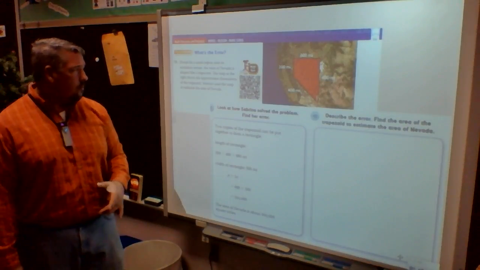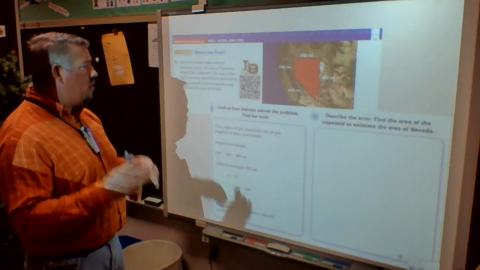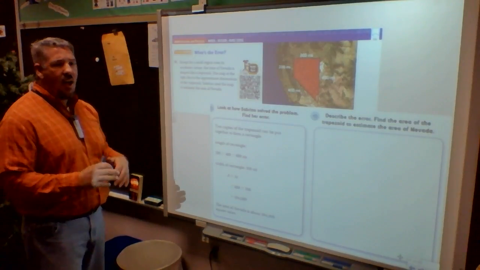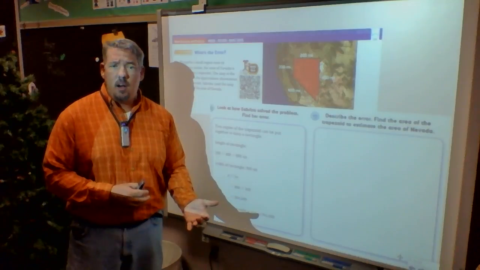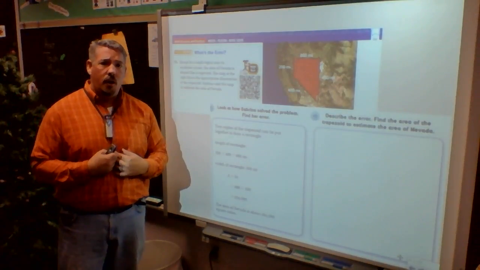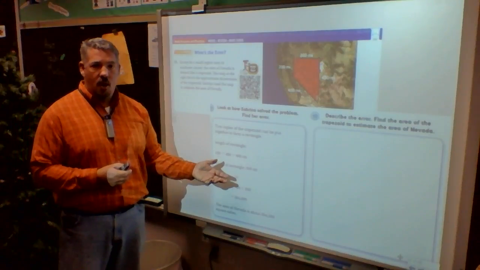What about this problem? Well, this problem talks about Nevada. It says that there's a little bit of a difference, but we're going to estimate the general area for this shape. But we don't have to do the work, do we? We have to figure out where she messed up.